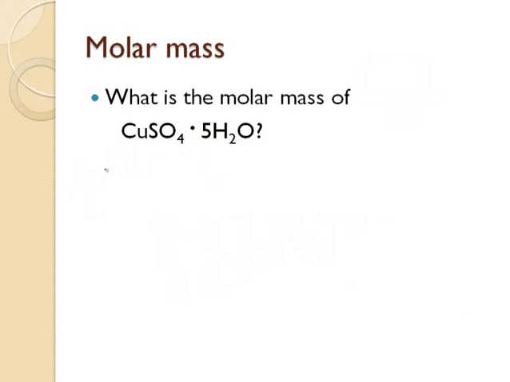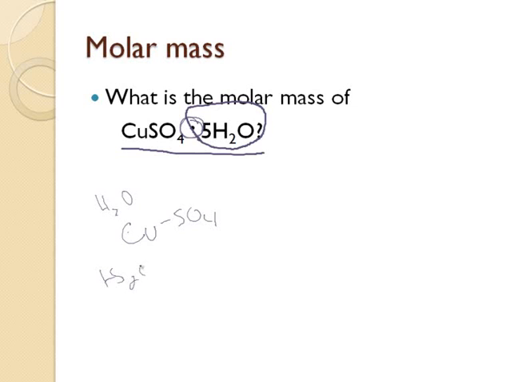Sometimes we see a formula for something called a hydrate. A hydrate means that it's got, as part of the formula for the compound, waters in the structure. So what this is is 1 copper sulfate. And this dot, I know in math that means times, but in chemistry it means plus in this case. So what I have is a copper sulfate, and it's surrounded by 5 waters.